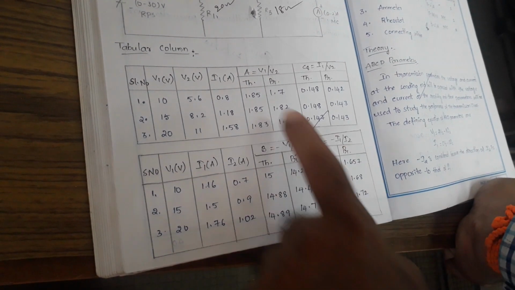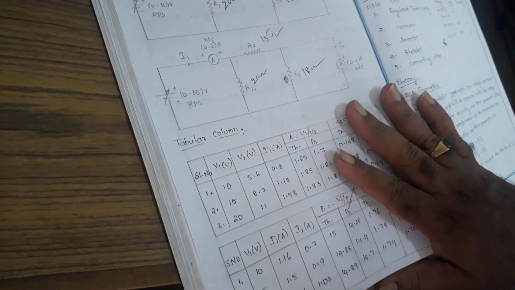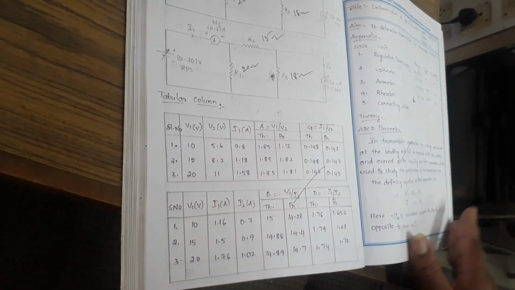By observing these two, A is approximately equal to D, and AD minus BC is equal to 1. That can be proved in this experiment. You can do the theoretical values, and the practical values we will give through Google Classroom.